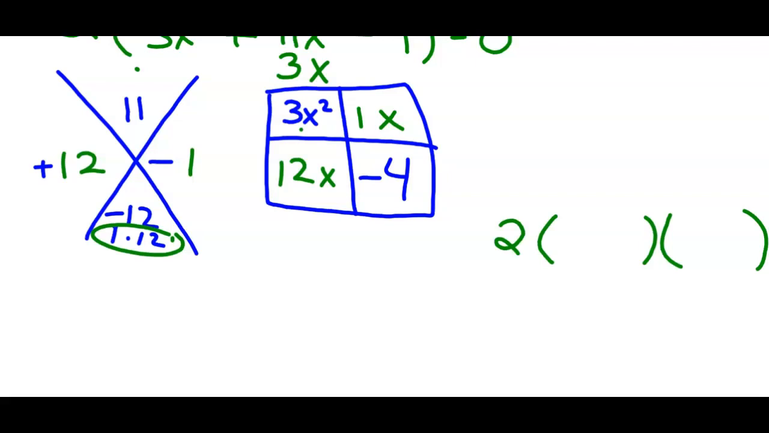Okay. Going across, what do I have in common? X. 3x times x is 3x squared, yes? Fantastic, that's set. What's this going to be? What can I take out of both 1x and negative 4? 1. Positive or negative? Negative. Positive. Okay.